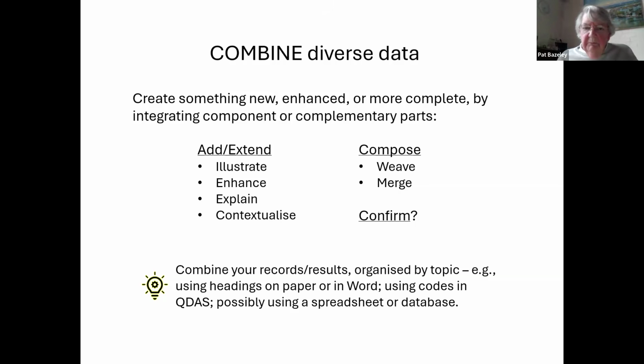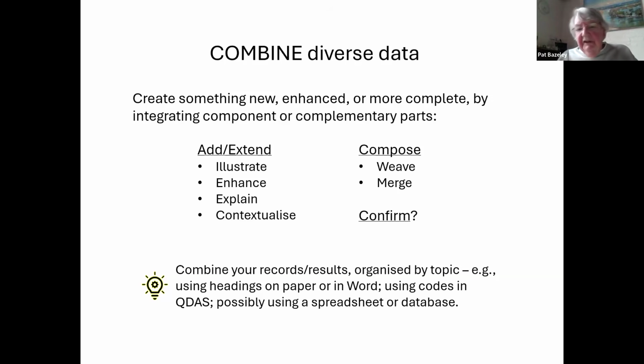The key point about combining data is you'll tend to compose. I tend to describe this as either weaving or merging the data together. So you've got, let's say, two equal status. You've got a pile of numeric data and a pile of text-based data, or codes and understanding from text-based data.